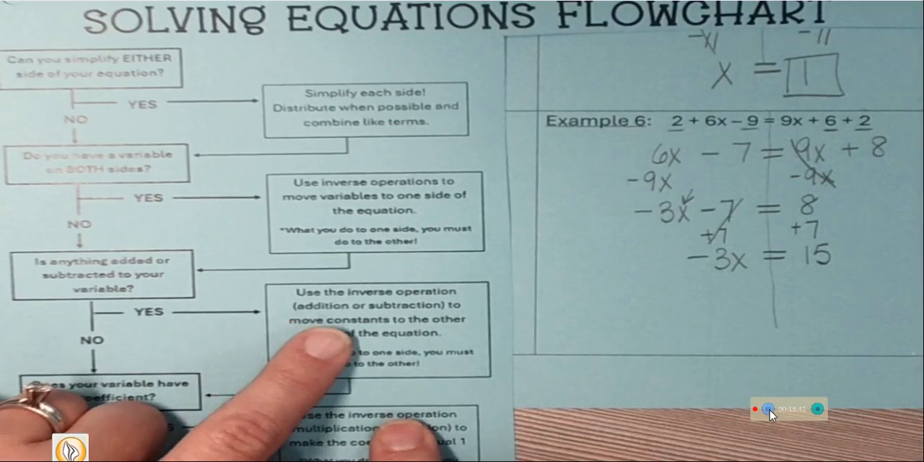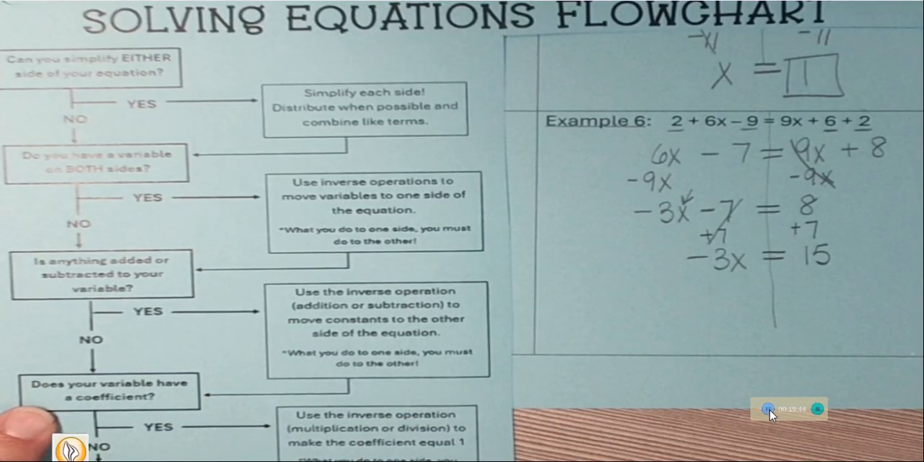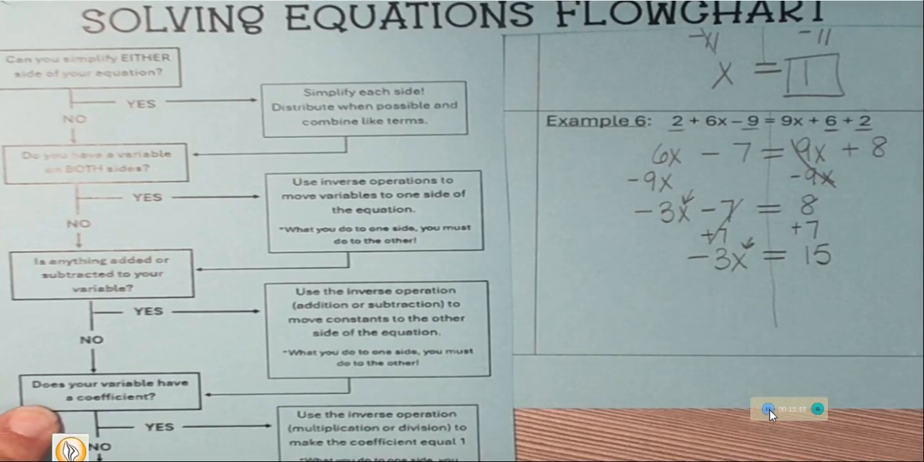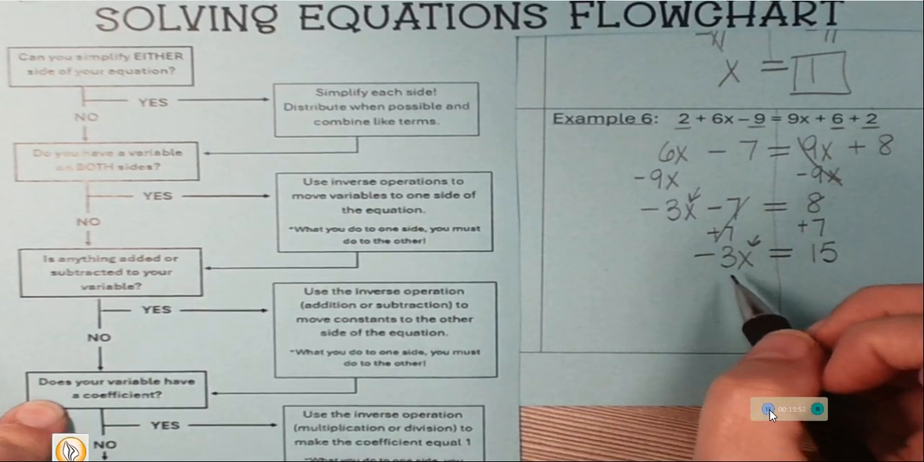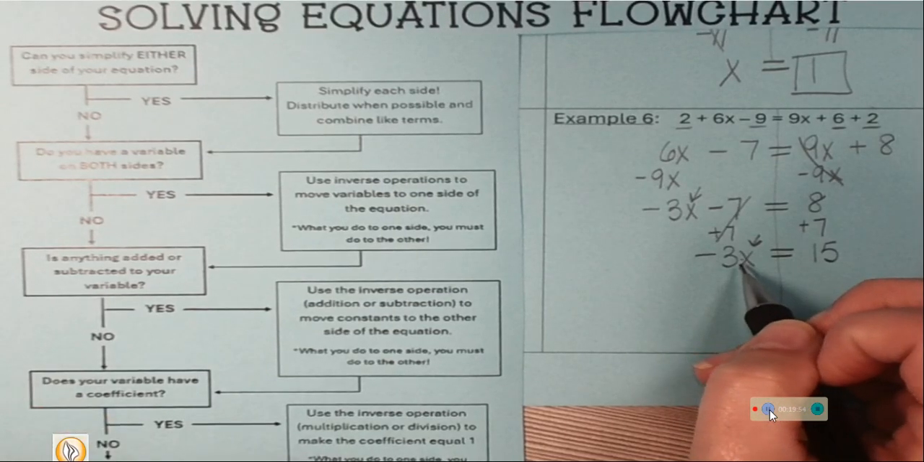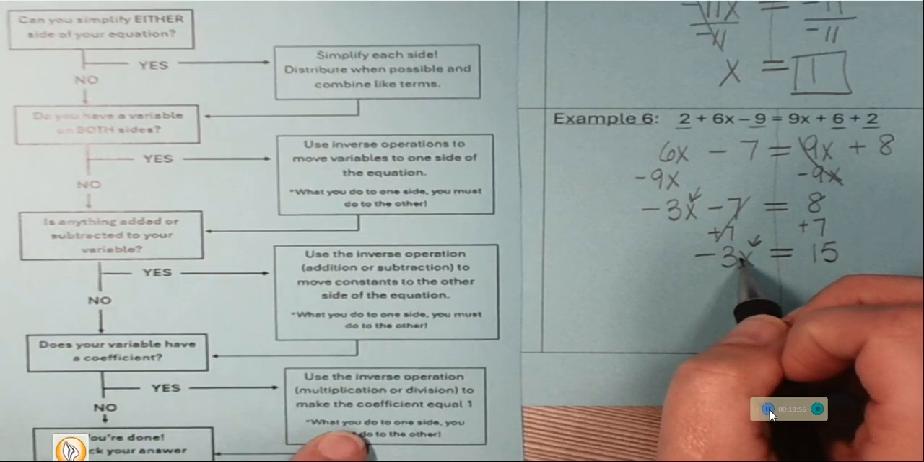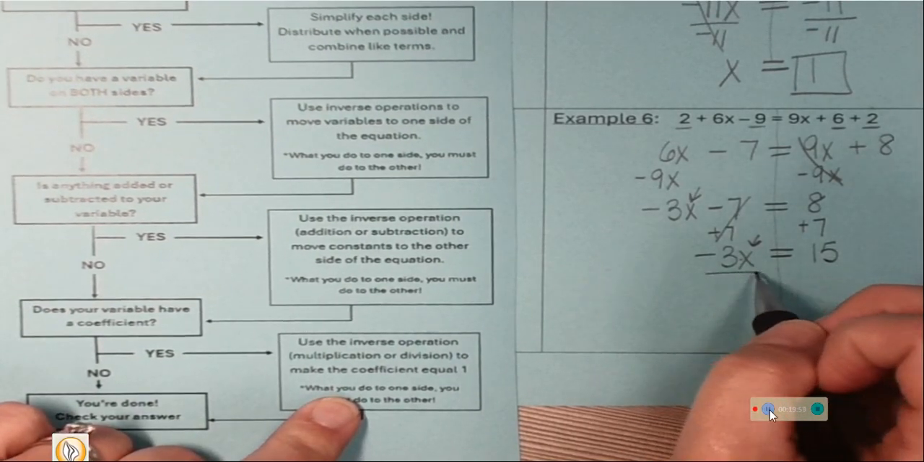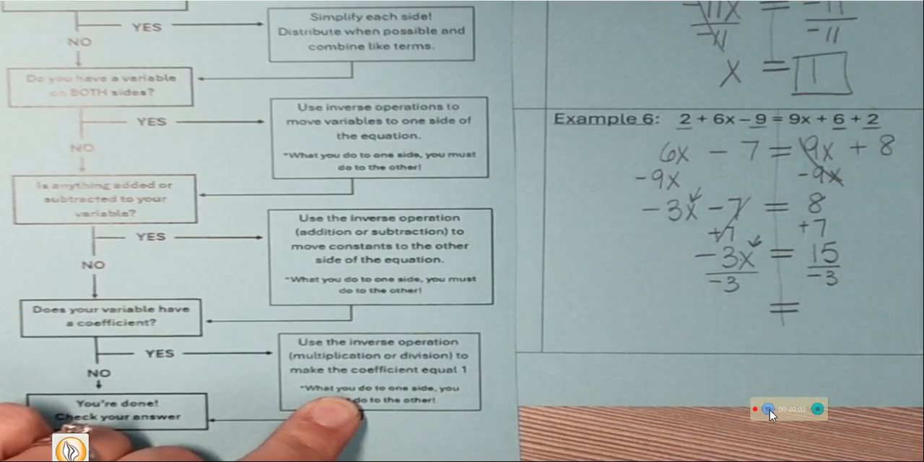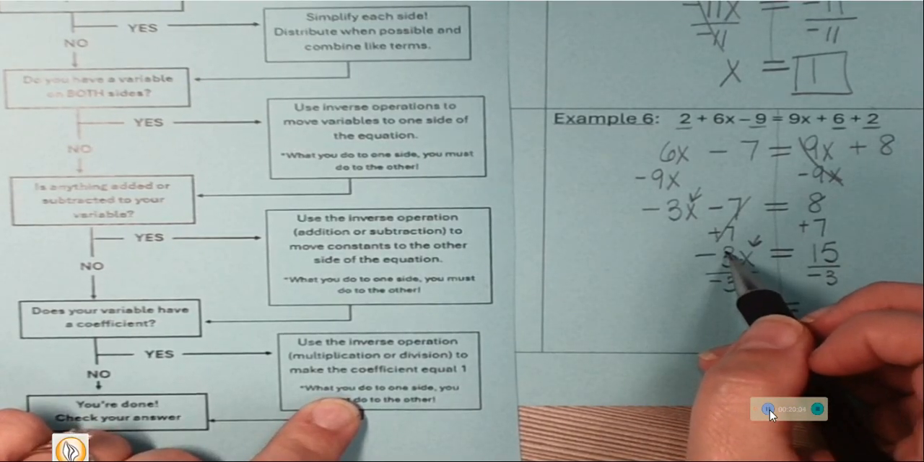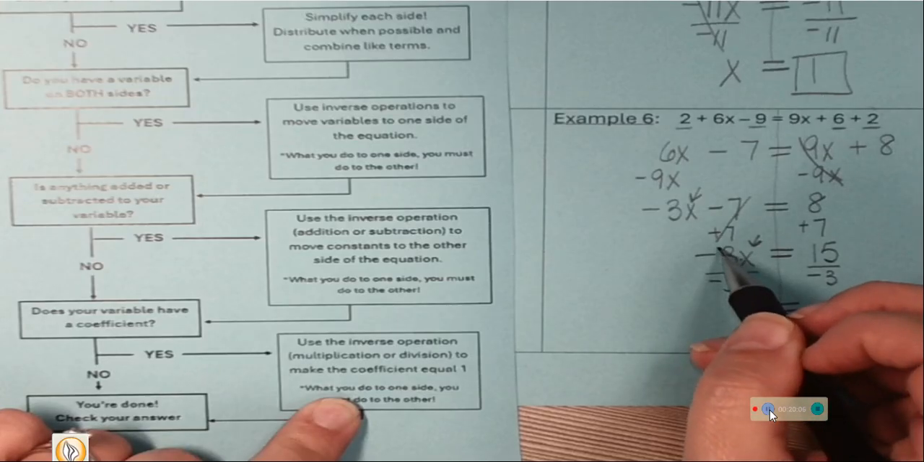15. All right, come back to your last question. Does your variable have a coefficient, and that should really say a coefficient other than 1? It does. It's getting multiplied by -3, so how do you undo times -3? Divide by a -3. Equal sign stays in the middle. What is -3 divided by -3?